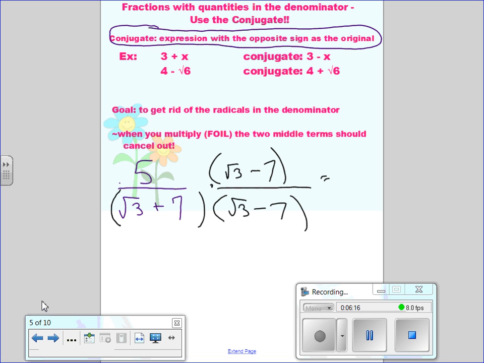Alright, we're actually going to start with the top because it will be easier than the bottom, believe it or not. 5 times radical 3 would be 5 radical 3. 5 times negative 7 would be negative 35.